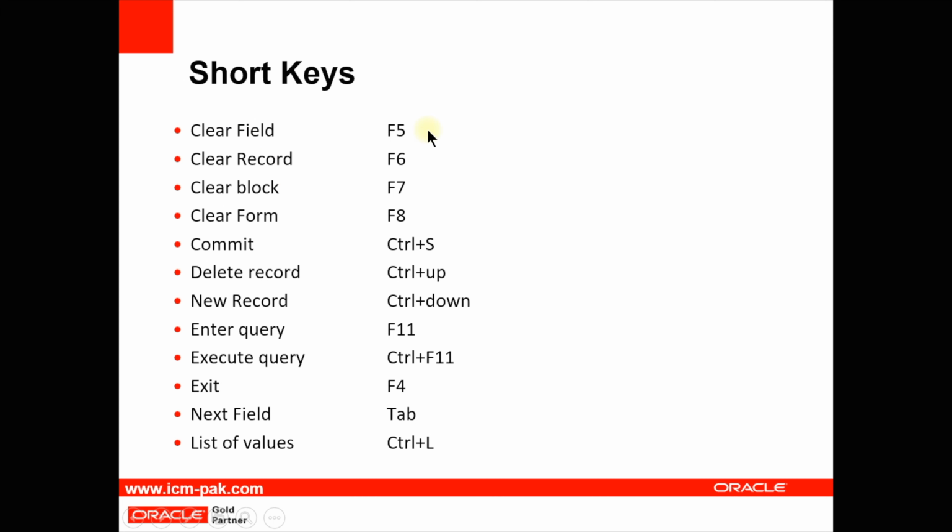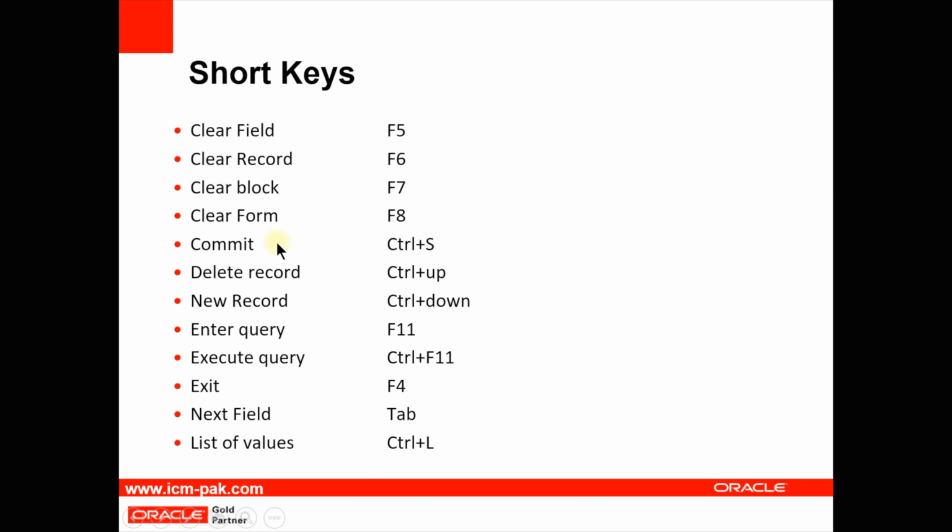So if you press F5, you will clear the current field. If you press F6, you will clear the current form. If you press F7, you will clear the current block, and if you press F8, it will clear the current form. Clear doesn't mean it will delete the record, you must know that.